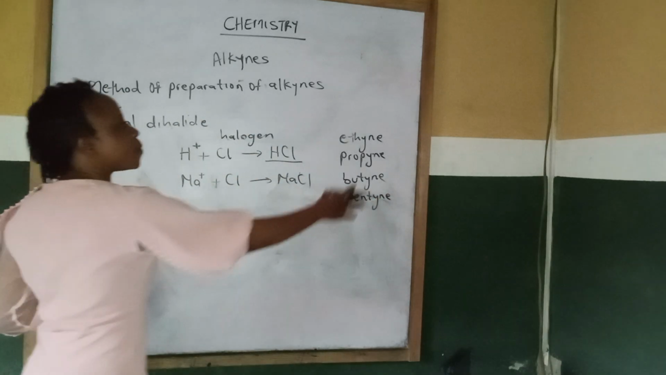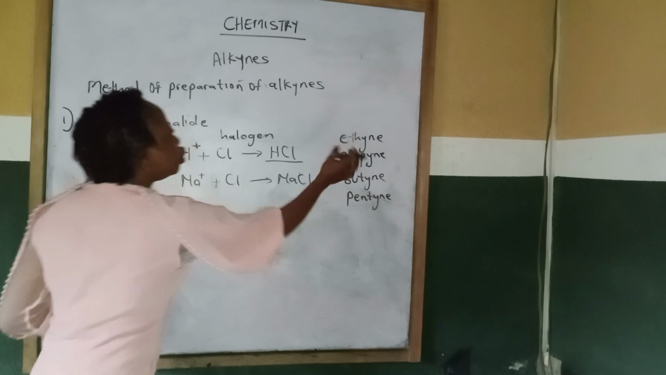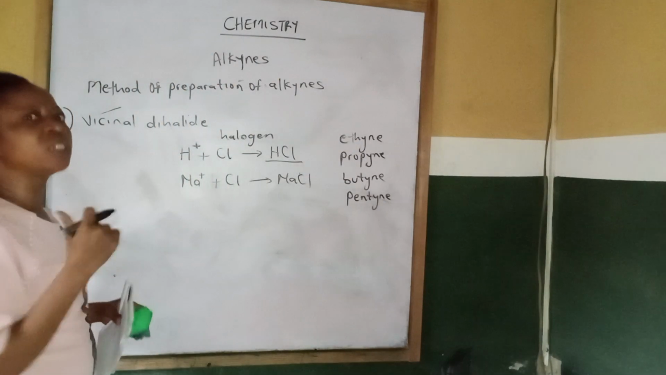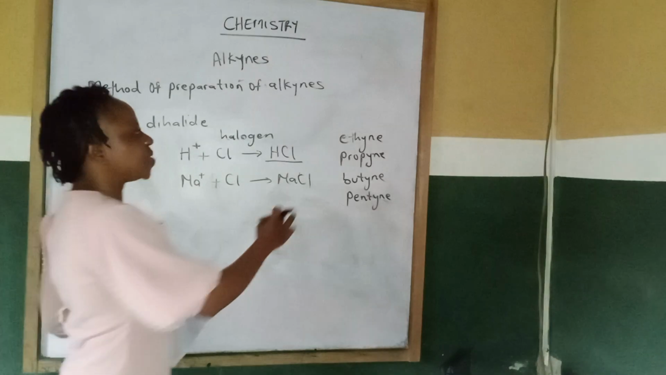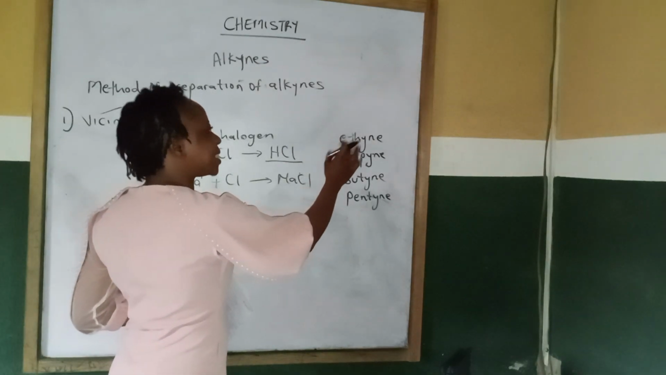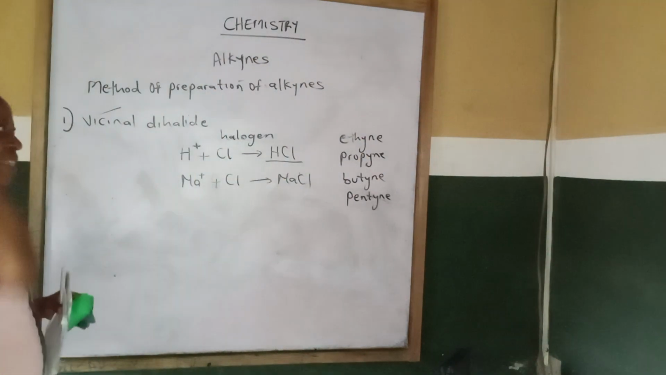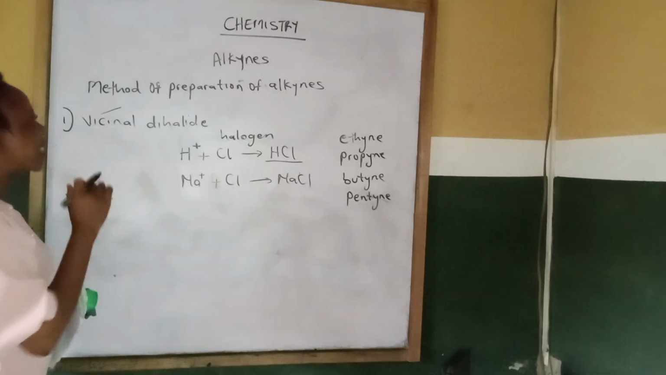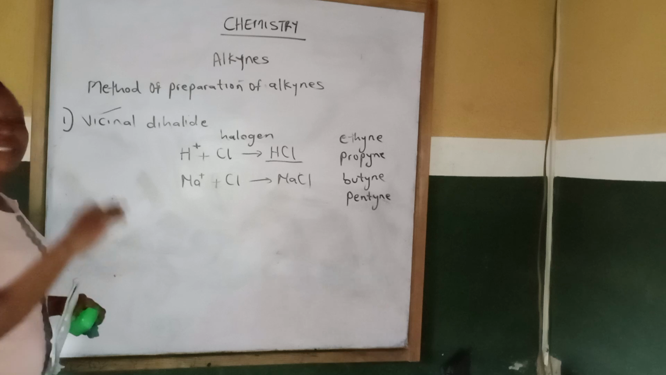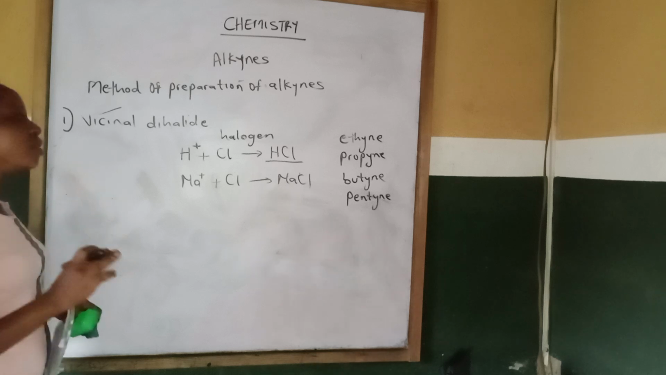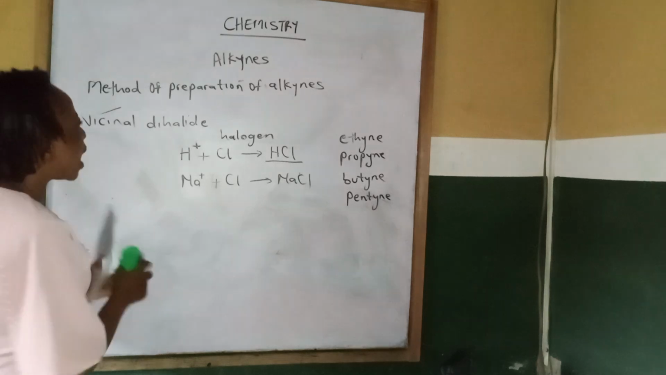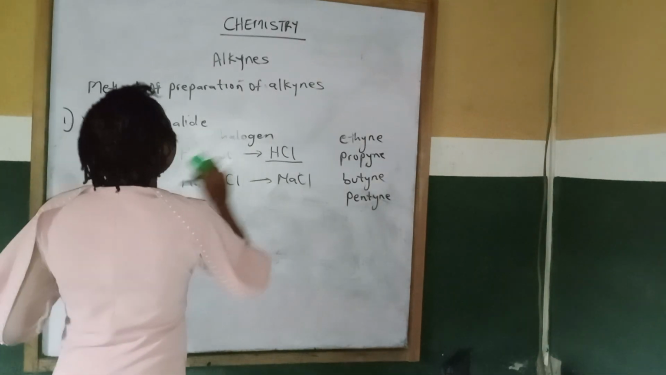So for you to prepare members of alkyne, you use a corresponding member of alkane. For example, if you want to prepare ethyne, you use ethane from an alkane. So the starting material is an alkane molecule. Now I want to prepare ethyne.